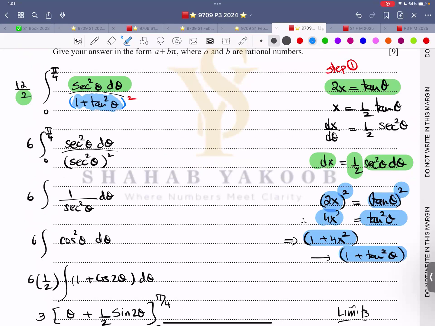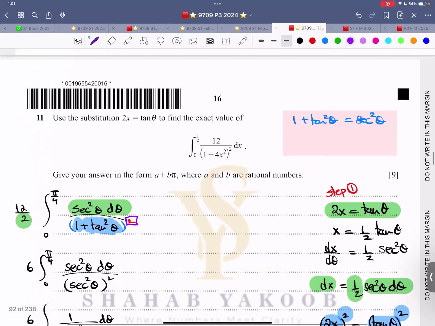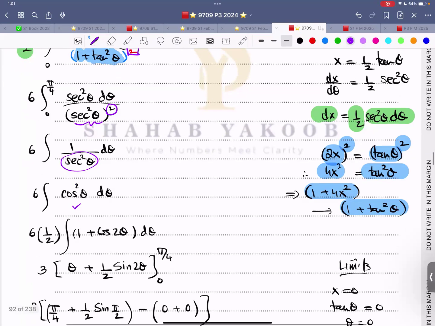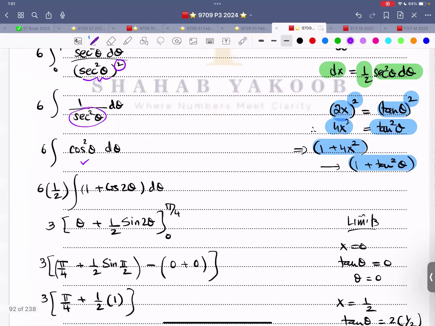There is a square on the outside. So 1 plus tan square is sec square. That is the first thing. And don't forget, there is a square on the outside. So when you do the division, you are getting this. 1 over sec square is cos square. Now, compare this with one of the questions in which I think it was 1 over cos square. That became sec square. So I think the examiner loves trigonometry too much.